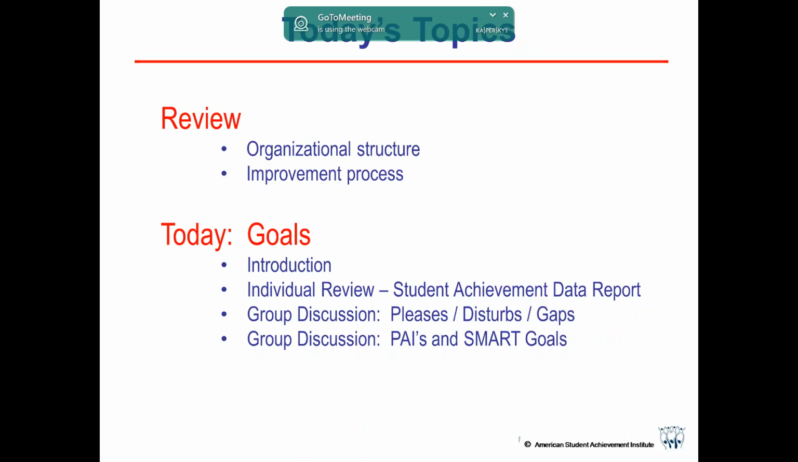Another tweak on this that we've seen schools do very successfully is that the entire steering team will come together and identify what pleases, disturbs, and where their gaps are. They'll have that general discussion. And then for the last discussion, they'll have a subcommittee that will take that first discussion and say, okay, if this is what pleases us and disturbs us, and if this is where we see gaps as a big team, now let's take a subcommittee and say, okay, then what do our PAIs need to look like, and what do our SMART goals look like?